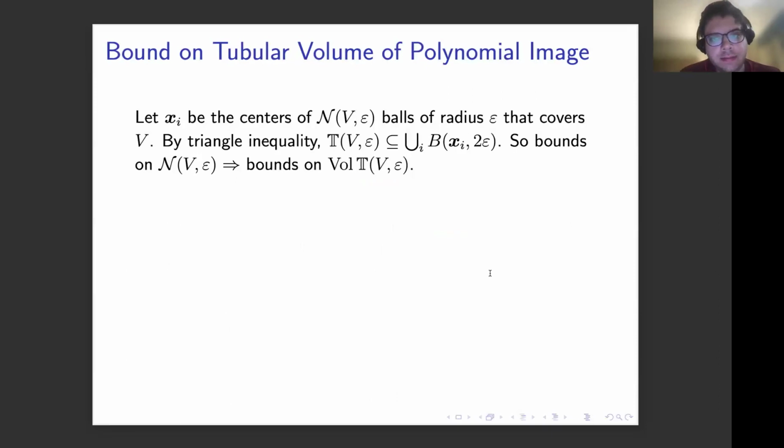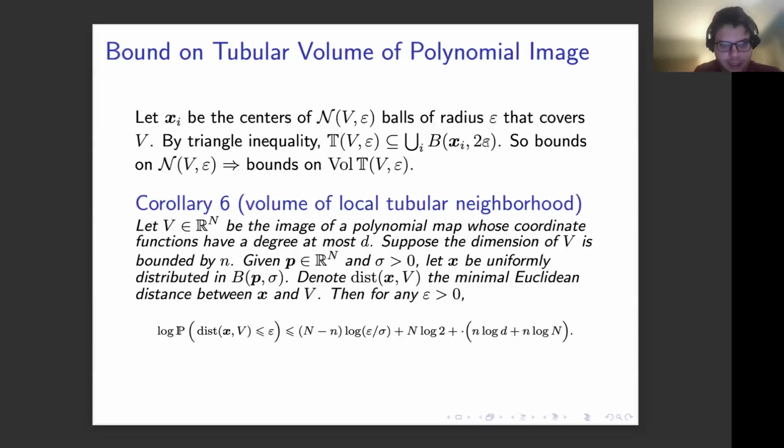Let's proceed to say some things about tubular volumes now. So as I mentioned, if xi are centers of an epsilon covering of V, then the union of the balls at xi of radius 2 epsilon covers the epsilon thickening of V. So you get a bound on the tubular volume as the covering number times the volume of a radius 2 epsilon ball.